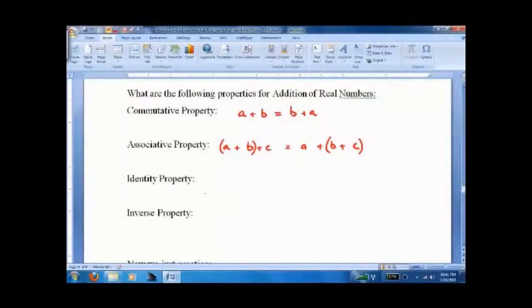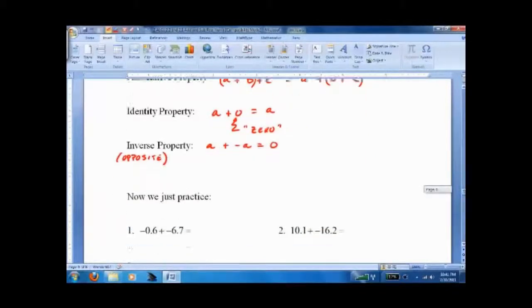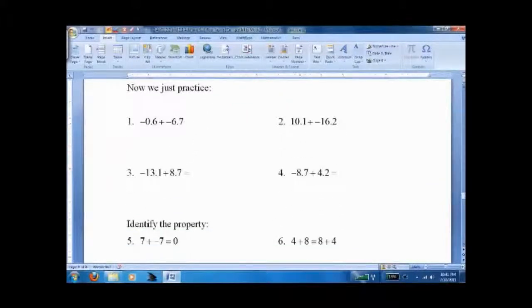Identity property for addition is A plus 0. I'm going to make sure we know that's a 0, is equal to A. And the inverse, also known by some people as the opposite property, is A plus its opposite or inverse, negative A, equals the identity, 0. So those are the properties. Memorize them. They're not that hard. They'll pop up again during multiplication. So now we just practice.